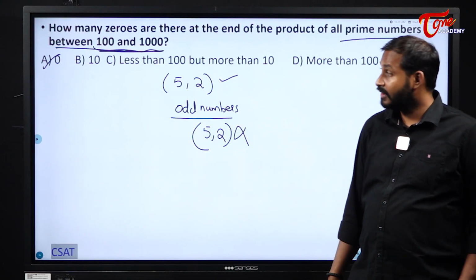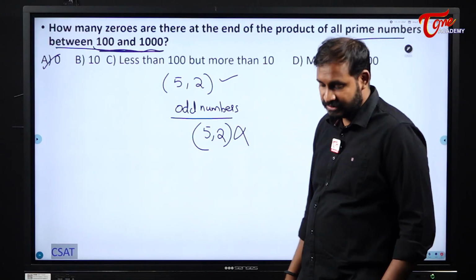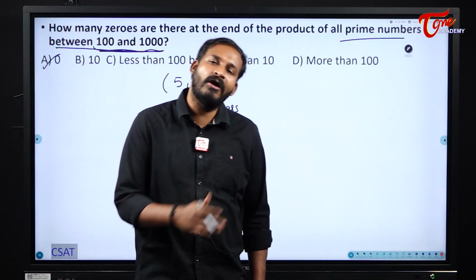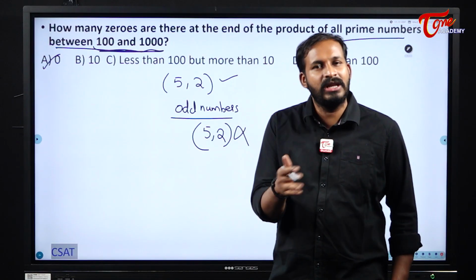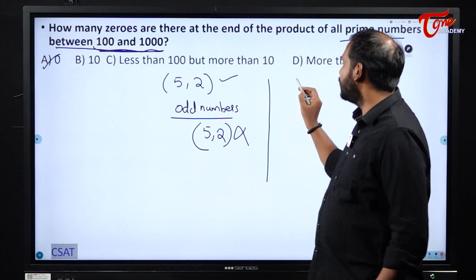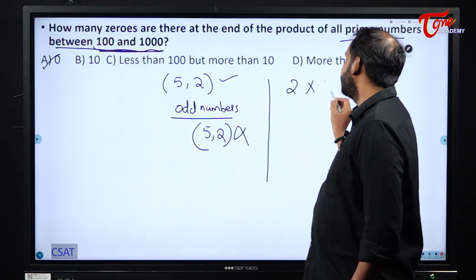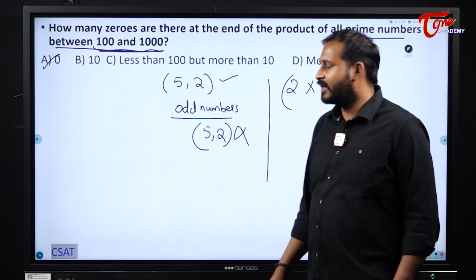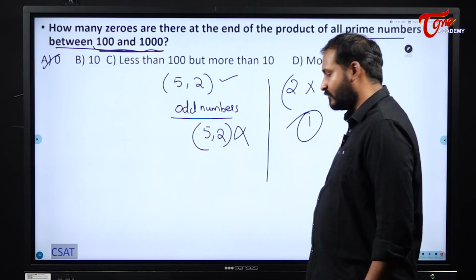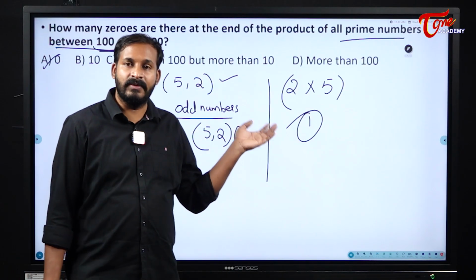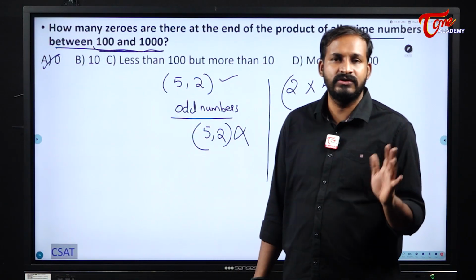For example, if our question is how many zeros will be there at the end of the product of all the prime numbers, if they use the words all the prime numbers, then we will have 1 zero. Why? Because 2 and 5 make one pair, since 2 is a prime number and 5 is a prime number. We will have one pair and one zero if we consider all the prime numbers. But here our range is from 100 to 1000, so we will not have zeros at all.